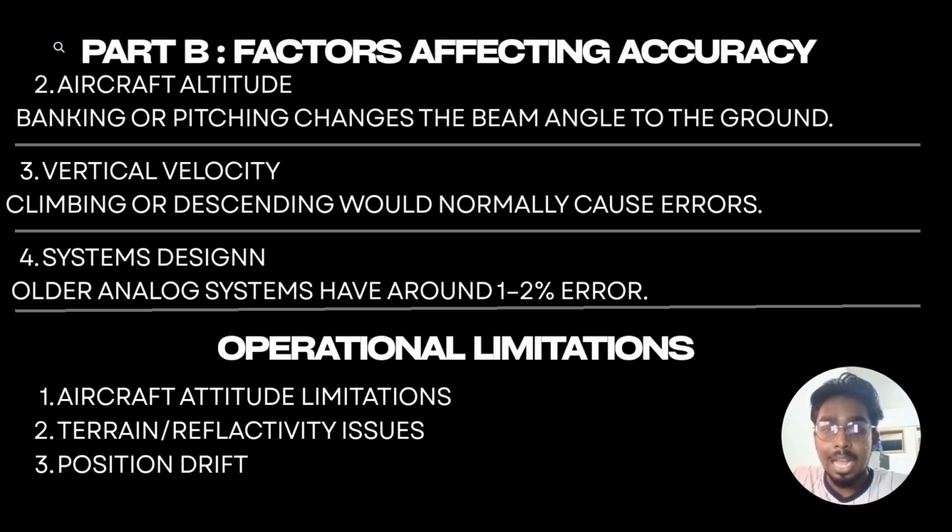We will next look at the other factors that affect the accuracy. The first one is that banking or pitching changes the beam angle to the ground. Besides, climbing or descending would normally cause some errors. And finally, older analog systems have around 1 to 2% of error. These operational limitations cause aircraft altitude limitation, terrain issues or position drift.